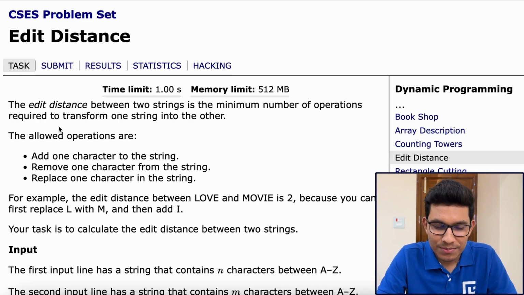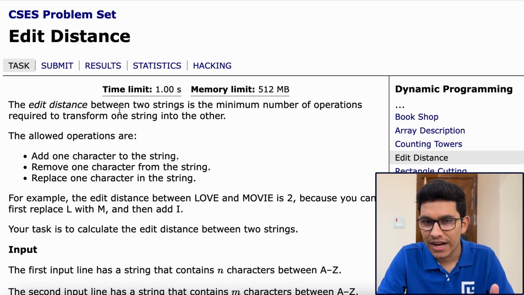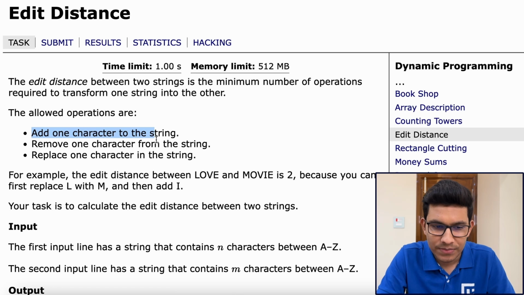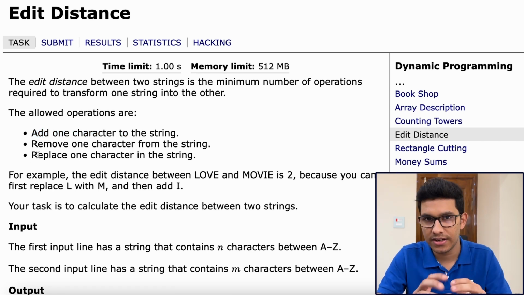So let's first of all read the problem statement. It is written that the edit distance between two strings is the minimum number of operations required to transform one string into the other. The allowed operations are add one character to any of these strings, remove one character from any of these strings, or replace one character in any of the strings.